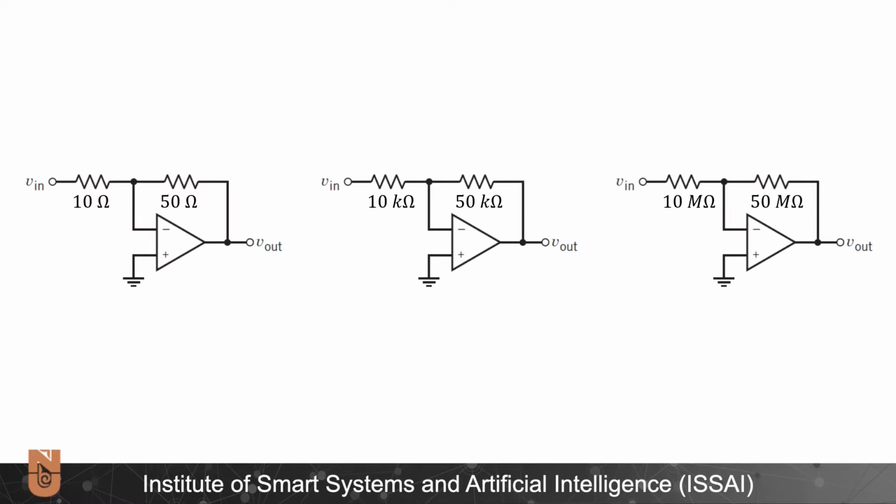However, we should only use the one in the middle with reasonable resistor values, and in the remainder of this lecture, we will understand why we need to use 10 kilo ohms and 50 kilo ohms instead of the very low resistance values and very high resistance values.